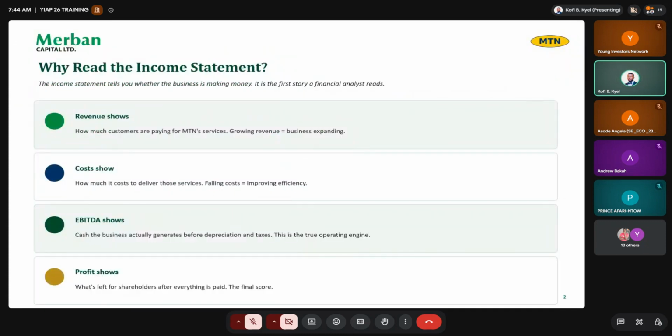Now, let's look at why we read the income statement. The income statement tells you whether the business is making money or not. It is the first story in financial analysis. So revenue is the top line. It refers to the money that comes in, how much customers are paying for the services of this company, MTN. If there's growing revenue, it means the business is expanding. You can pick any income statement and check the very first item at the top. It is the revenue.